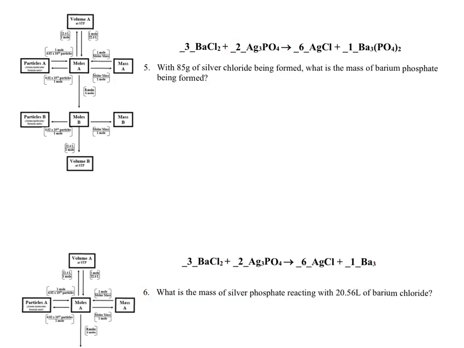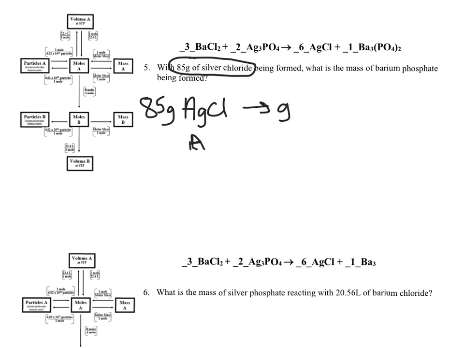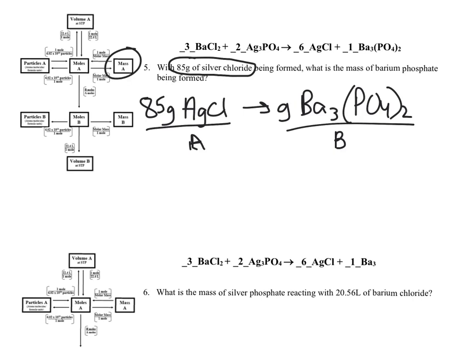Well, we're on our last two from the front page. This is number 5. And we have 85 grams of silver chloride, okay? So right off the bat, that is given to me. So that looks like that is my A substance, all right? And I'm going to figure out what the mass of barium phosphate is, according to the reading, which is Ba3PO4 2. So this looks like I'm going to go from mass of A to mass of B. I can do that. Follow the chart.